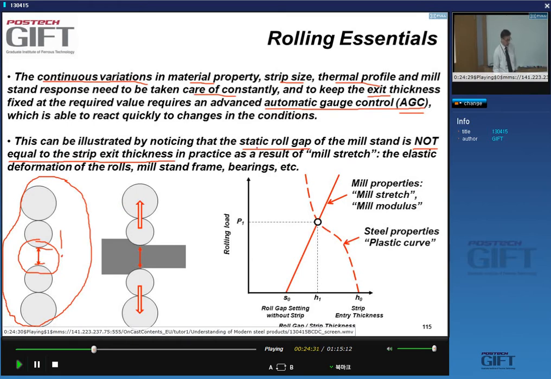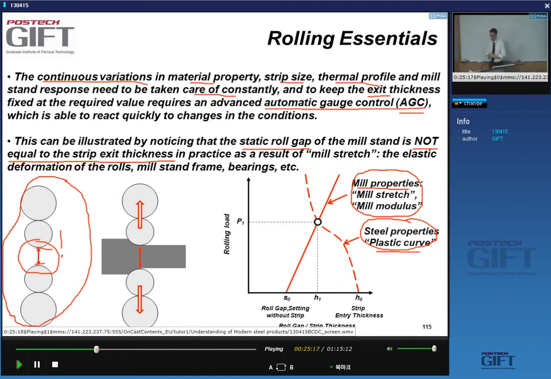And there are two effects that influence the thickness that you do get. One of them is what we call the mill stretch or the mill modulus, and that's a parameter related to the mill stand properties. And then we have another operating line, which is related to the steel properties. We call this line the plastic curve. You can also call it the stress strain curve if you want to. You'll see in a moment how it works.